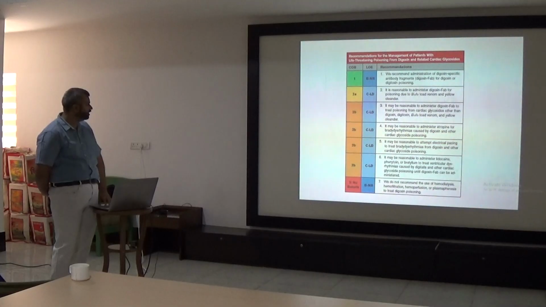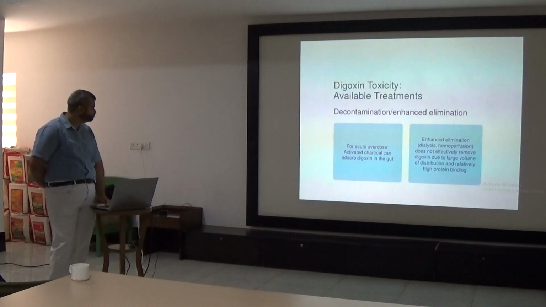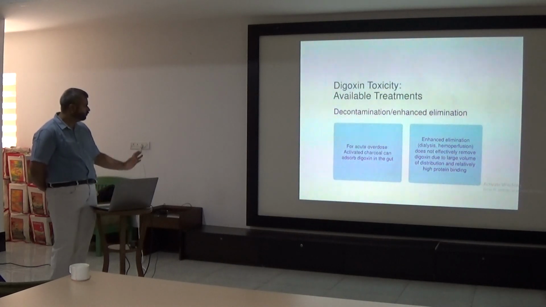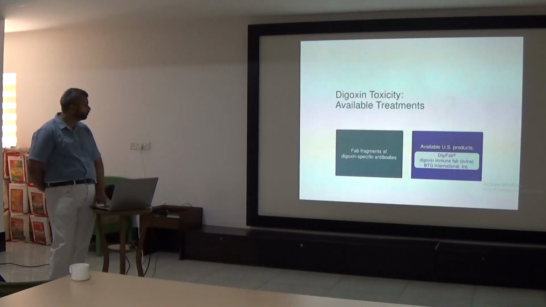If you look at the recommendations given, for the bradyarrhythmia, atropine is class 2B recommendation, and cardiac pacing is also class 2B recommendation. For the tachyarrhythmias, we can use lignocaine. For acute toxicity, if up to 6 to 8 hours, we can use activated charcoal. Hemodialysis is not particularly effective to clear the drug from the plasma as it is highly protein bound.